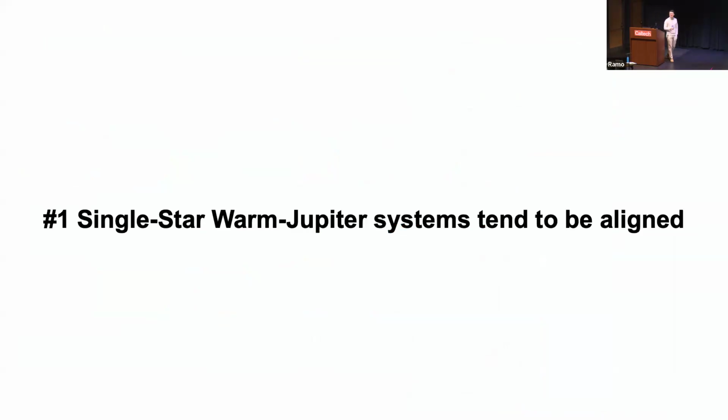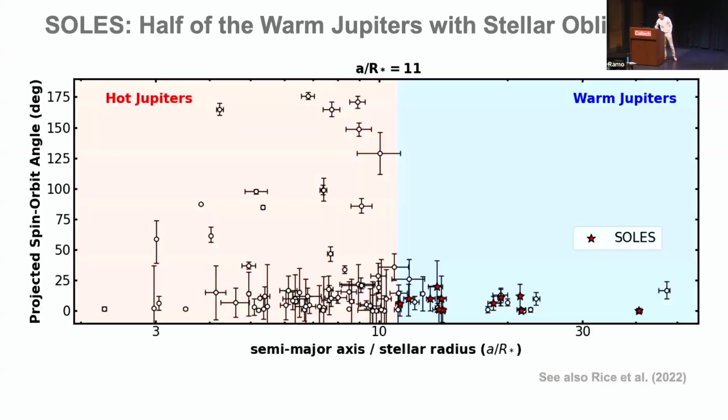First takeaway from this talk: single-star warm Jupiters tend to be aligned. You may be wondering about the significance level of this tendency. Here is a plot that can give you an intuitive understanding of how significant it is.